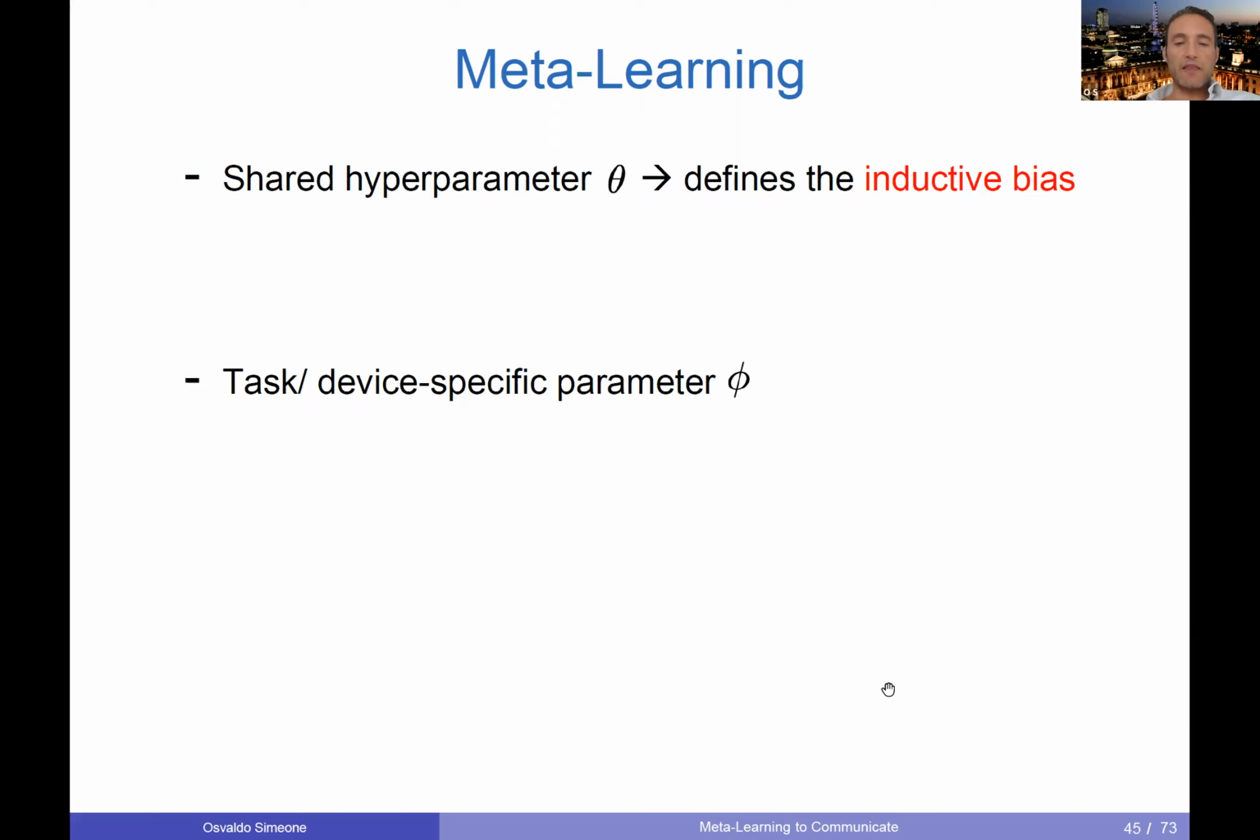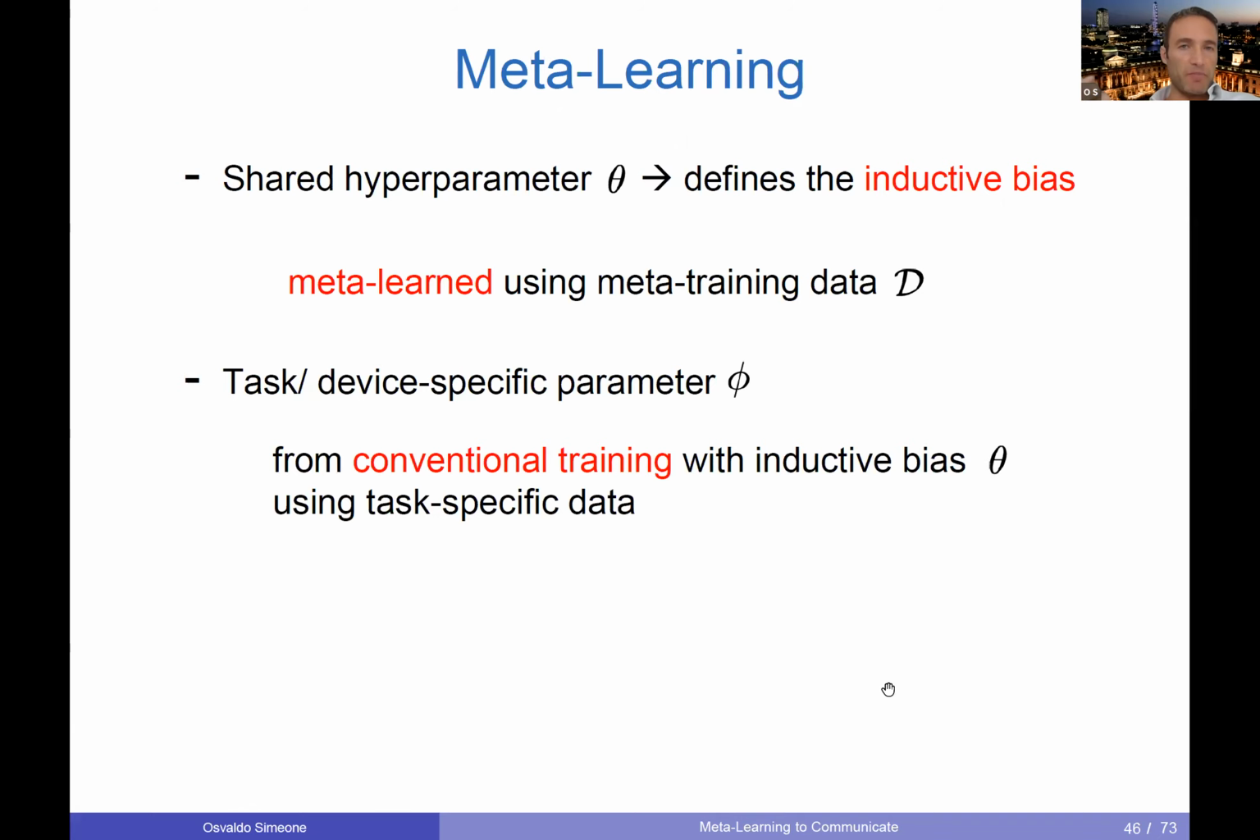Now let's get to meta-learning. So in meta-learning, we have two types of parameters to worry about. There is the shared hyperparameters theta that defines the inductive bias. So this theta, for instance, identifies the training procedure that we are going to follow for adapting to the data of each task. And then we have for each task, here for each device, a device-specific parameter. And the idea is that we're going to meta-learn the hyperparameter, the inductive bias, but we're going to use conventional learning based on the meta-trained inductive bias to obtain the device-specific parameters.